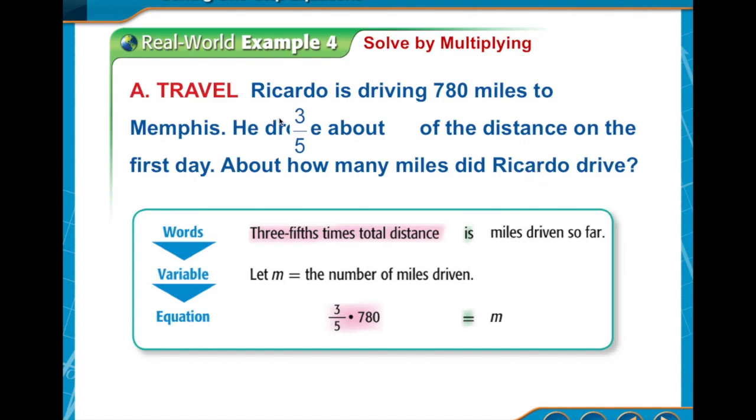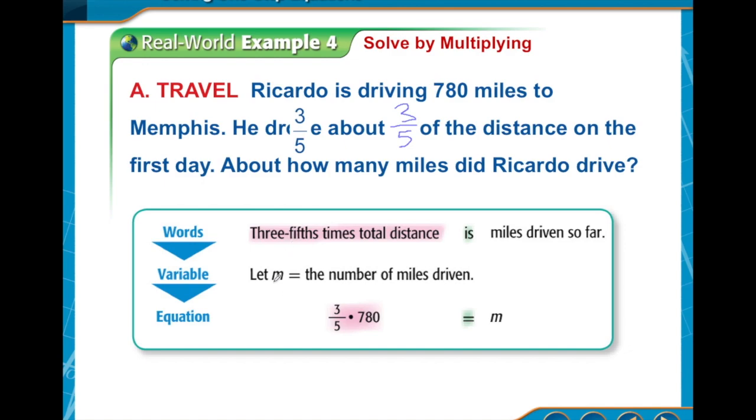For some reason, my 3/5 is in the wrong place, so let me just rewrite that for us. He drove 3/5 of the distance, and the total distance is 780. We want to know how many miles did he drive then if he drove 3/5 of the way. So if we write these words as variables, we can figure it out.